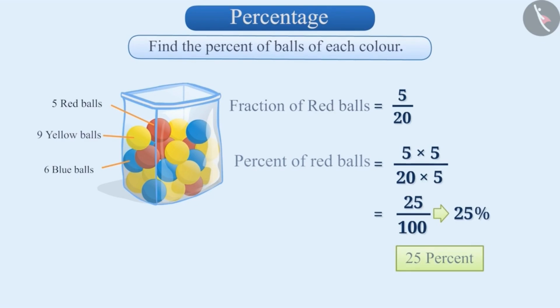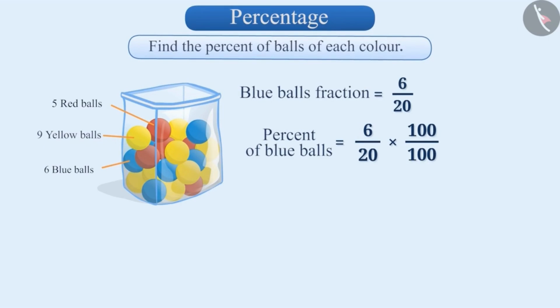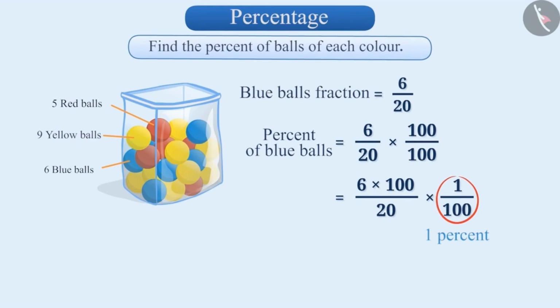There is another method for conversion. We will understand that while finding the percent of blue balls. Here, the fraction of blue balls is 6 by 20. We will multiply both its numerator and denominator by 100. Since we are multiplying the numerator and denominator by the same number, the value of the fraction will not change. Now, we can write it as 6 into 100 by 20 into 1 by 100. 1 by 100 means a percent, which we will represent by this symbol. On solving it, we will find that the blue balls are 30% of the total balls.